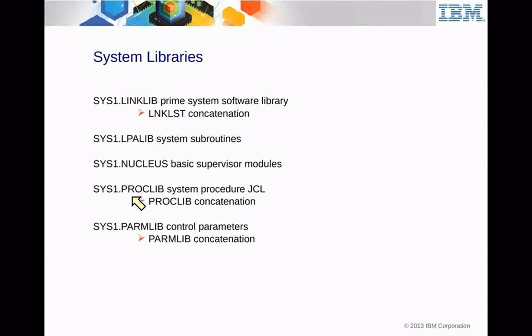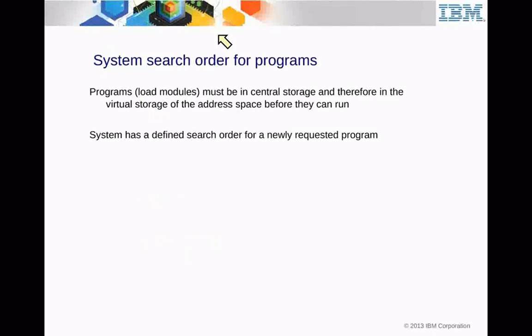There's always a SYS1.PROCLIB, which are system JCL procedures. But then, is it the only procedure library? No. You can have a PROCLIB concatenation to search for system procedures. Then you have a SYS1.PARMLIB for parameters. Is it the only one? No. You can have a PARMLIB concatenation like you saw that we've done on this system.